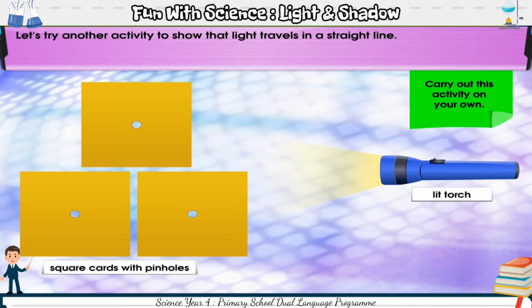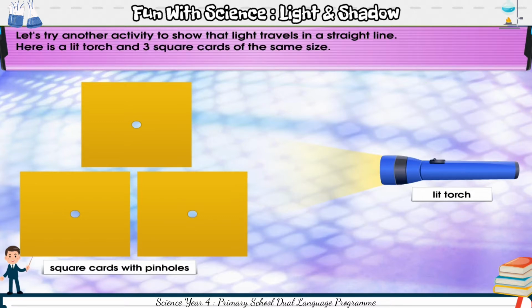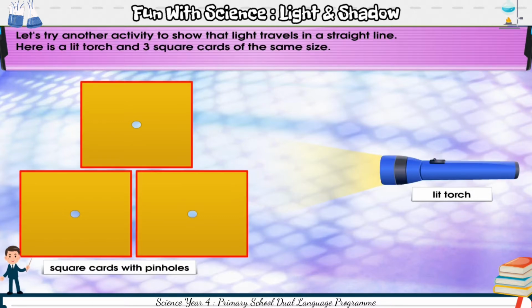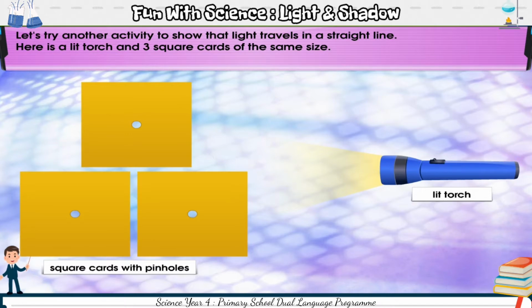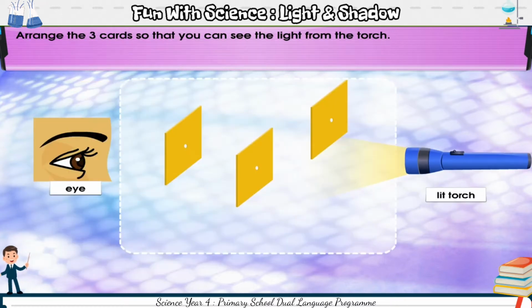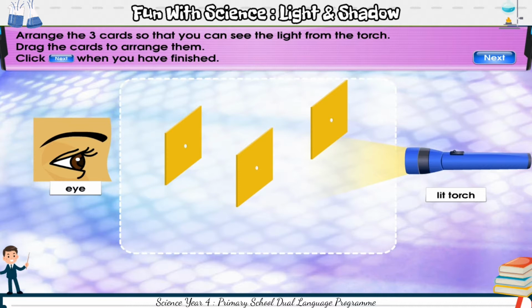Let's try another activity to show that light travels in a straight line. Here is a lit torch and 3 square cards of the same size. Each card has a pinhole in the middle of it. Arrange the 3 cards so that you can see the light from the torch. Drag the cards to arrange them. Click Next when you have finished.